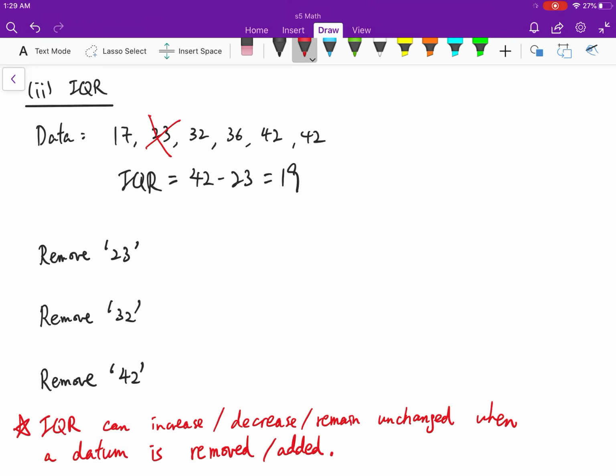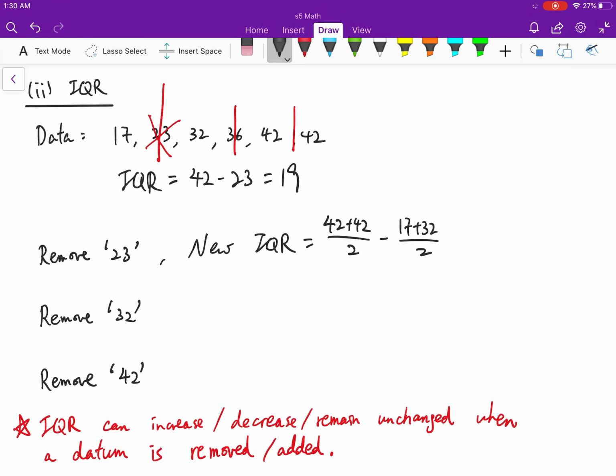So now if 23 is removed, then what is the new IQR? So again, there are only 5 numbers, so 36, we cut it, and then 42 and 42, and this is between 17 and 32. So the new IQR will be this one. So we get 17.5. So it is decreased compared with the original one.